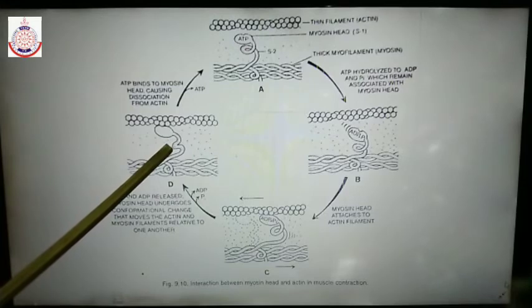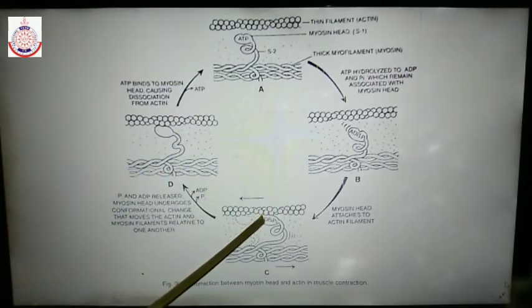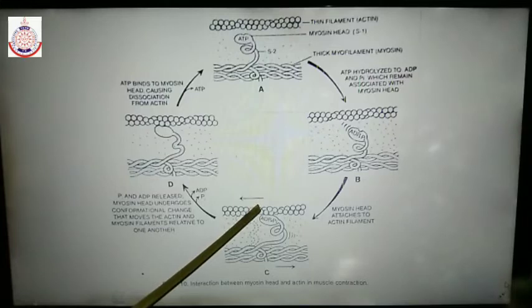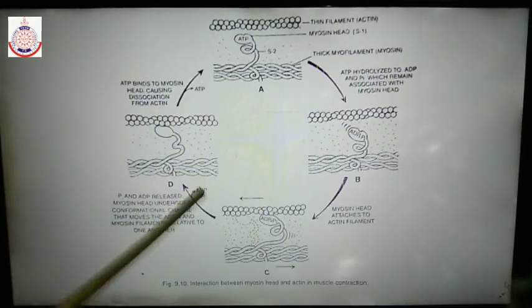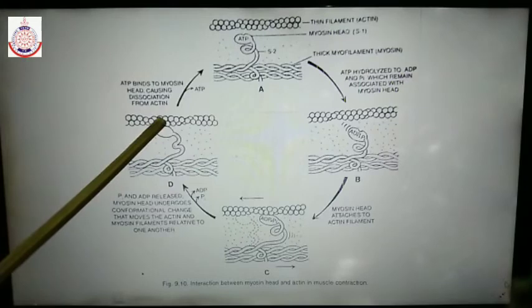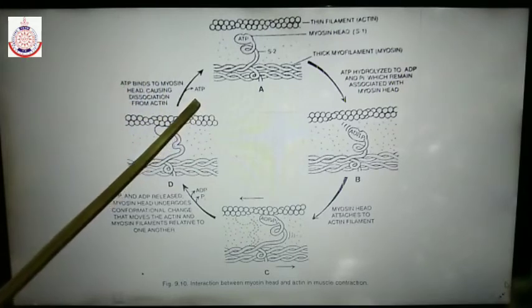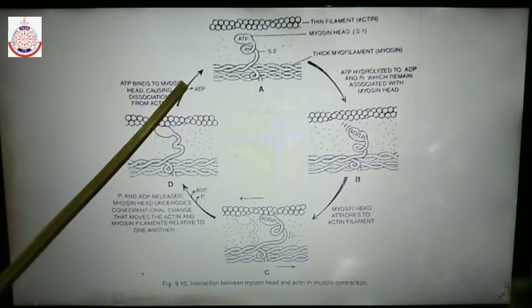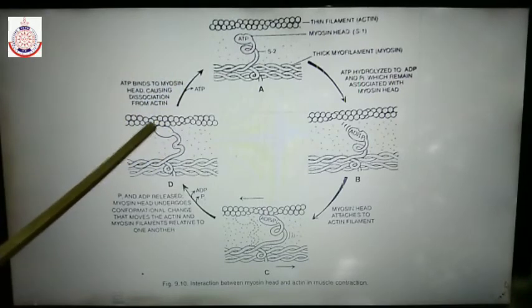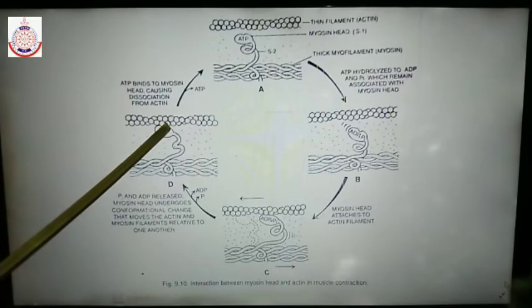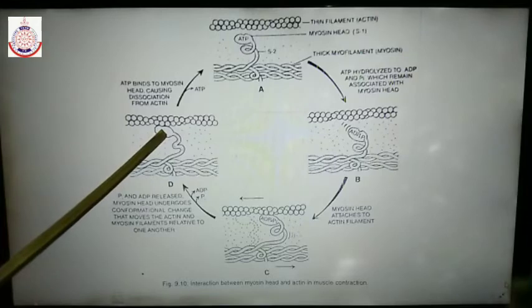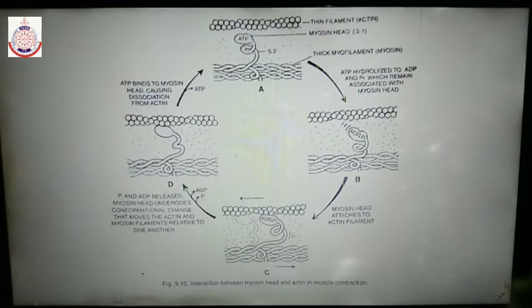What do you mean by cross bridge? A cross bridge is formed when the myosin head combines with the actin filament. So when ADP is released, the cross bridge is broken, and when ATP combines again, the process will start again. The breakage of the cross bridge between actin filament and myosin head results in the relaxation of muscle. During relaxation, it means no neural signal is coming from the central nervous system.